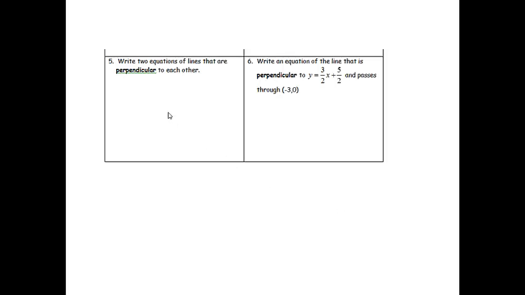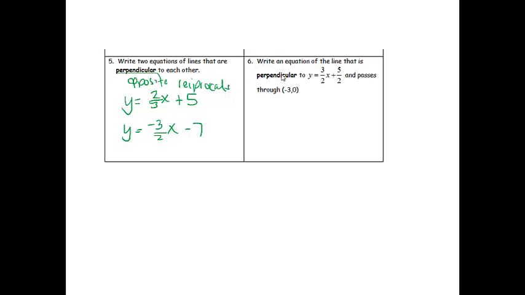Right, number 5, write 2 equations of lines that are perpendicular to each other. Okay, perpendicular, we know that our slopes are going to be opposite reciprocals. Okay, so my first one, I can just make up whatever I want. Let's say I have y = 2/3 x + 5. All right, if it's going to be perpendicular, I need to flip that and change the sign. So it's going to be -3/2 x, and I can put whatever I want. I think I'll put minus 7 this time.